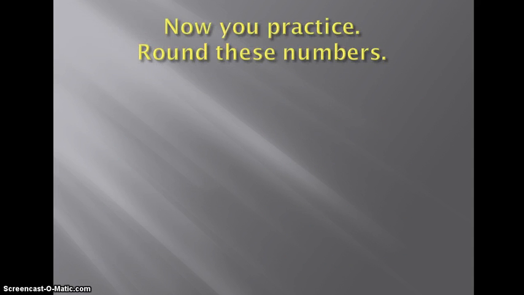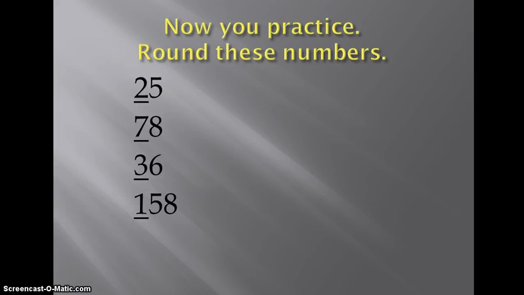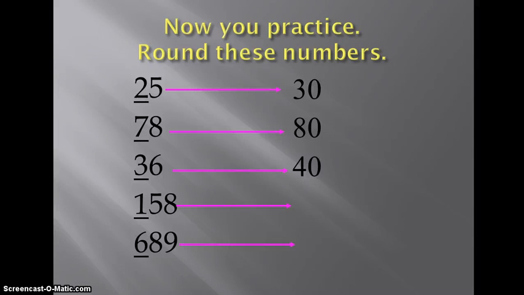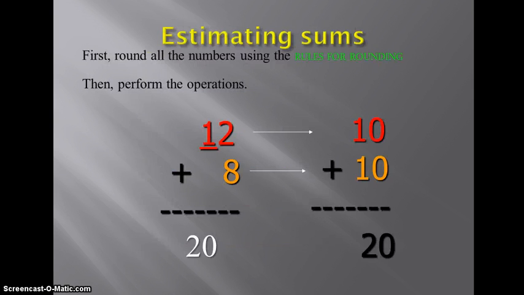Now you practice and round these numbers: 25, 78, 36, 158, 689. 25 would round to 30, 78 rounds to 80, 36 rounds to 40, 158 rounds to 200, and 689 rounds to 700.